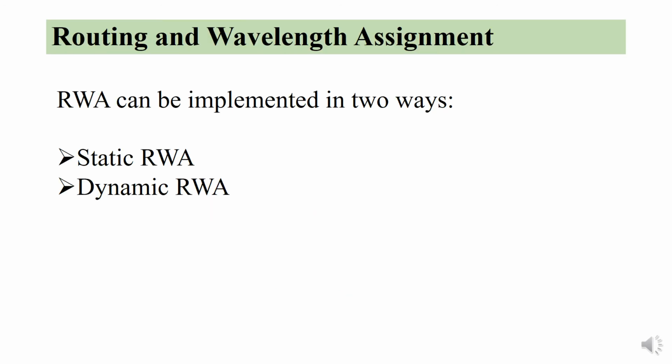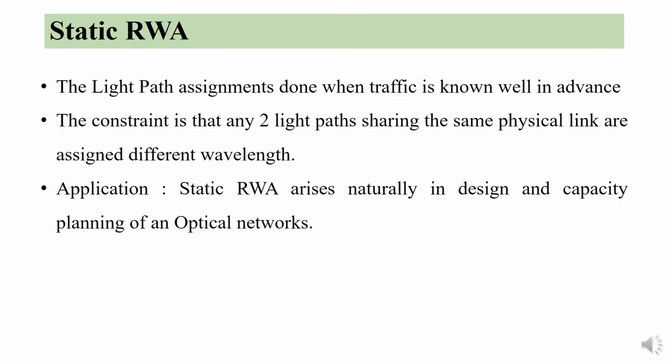In WDM networks, to establish a logical path between source and destination edge nodes, we know that there are two stages: routing, that is searching or selecting a suitable path, and wavelength assignment, which means selecting an available wavelength for the connection. The process is referred to as the RWA problem. The RWA can be implemented in two ways: static RWA and dynamic RWA.